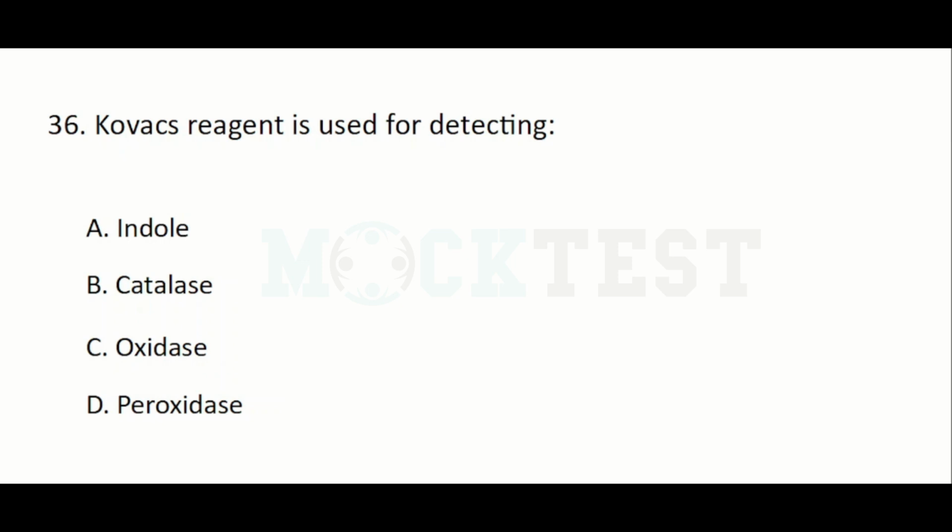Kovac's reagent is used for detecting option A, indole. Option B, catalase. Option C, oxidase. Option D, peroxidase. Kovac's reagent is used for detecting indole.